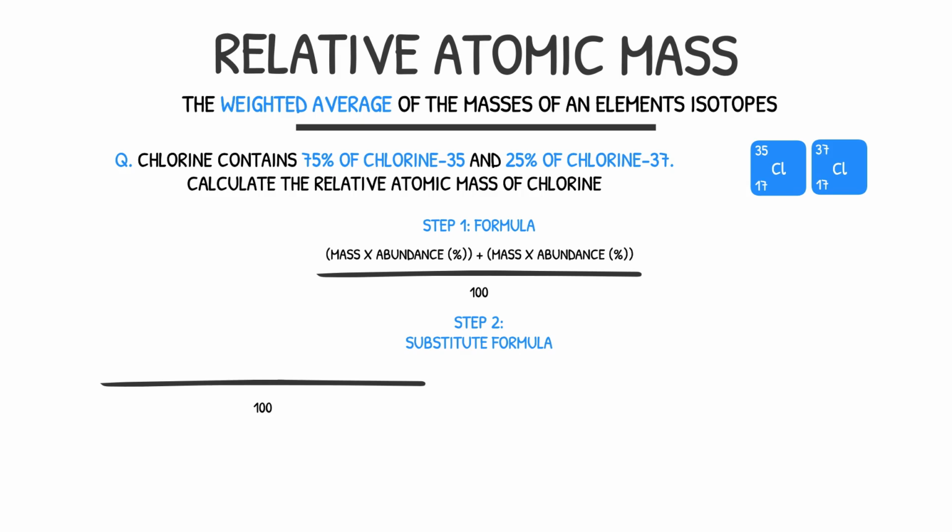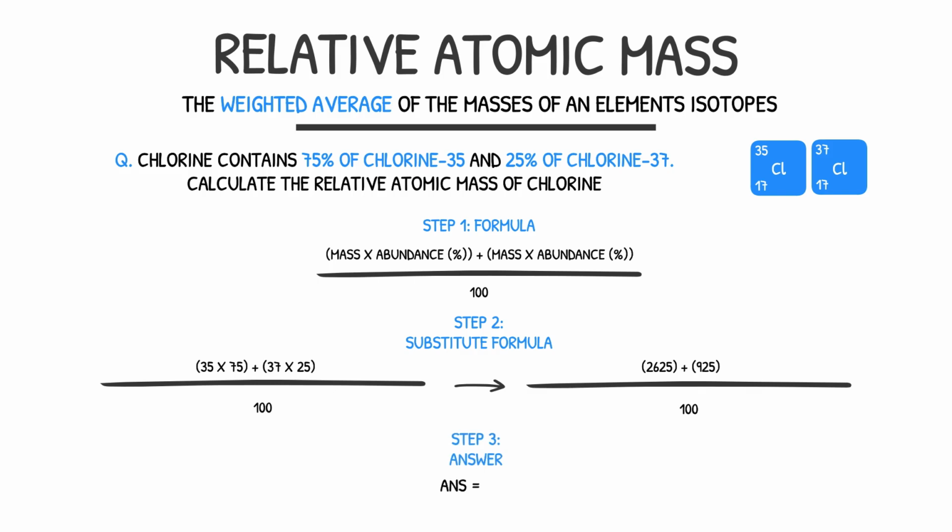The first chlorine isotope has a mass of 35 and has an abundance of 75%. We can add this information to the first bracket in the formula. The second chlorine isotope has a mass of 37 and an abundance of 25%. This information can be added to the second bracket. The formula for this question is now complete. 2,625 plus 925 divided by 100 equals 35.5. The relative atomic mass of chlorine is 35.5.